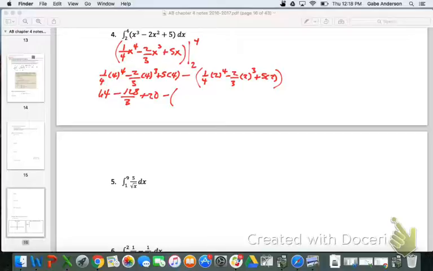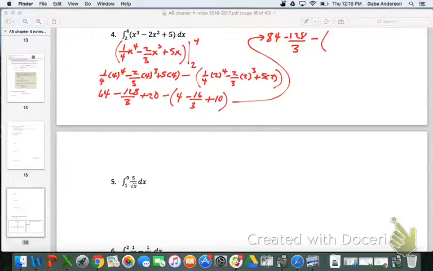16 times 1/4 is 4. 2 cubed is 8 times 2/3 is 16 thirds. So there's your second term. And of course 5 times 2 is 10. I'm just going to add the numbers that I can easily add. 64 plus 20 is 84. So 84 minus 128 thirds minus, inside there, 4 plus 10 is 14 minus 16 thirds.